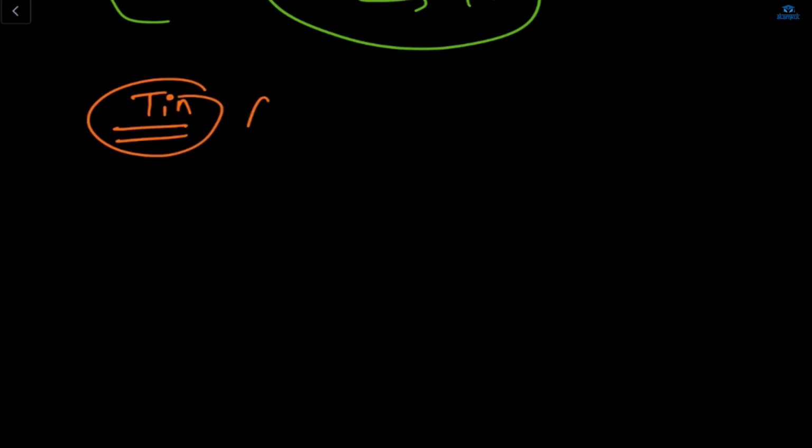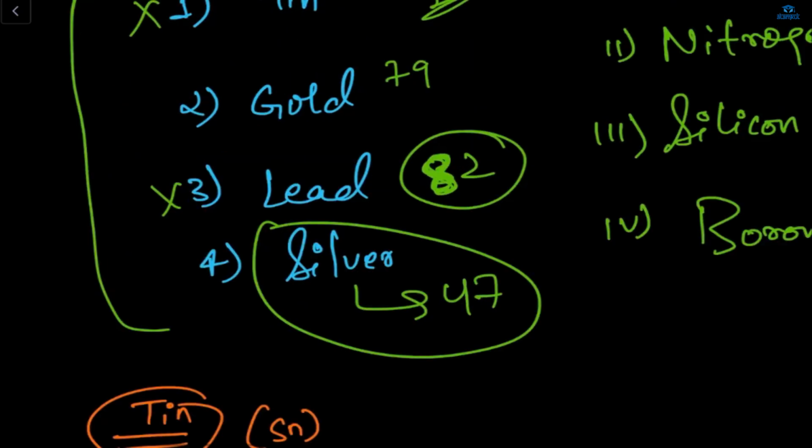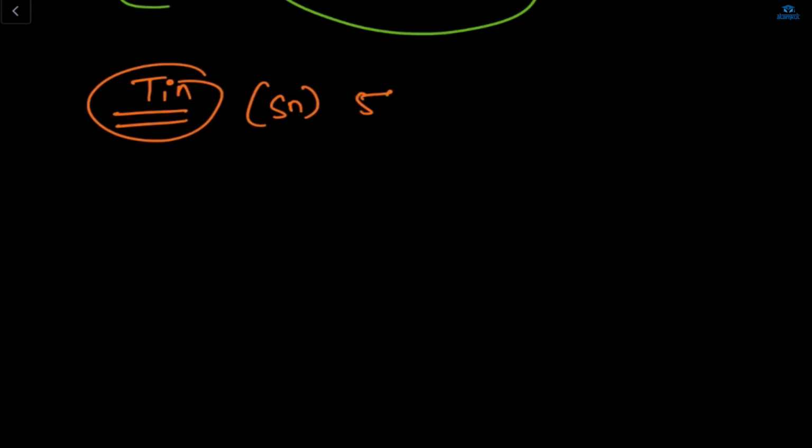10 is Sn. So the electronic configuration will be... how much is that? 50, no? So it will be 1s2, 2s2, 2p6, 3d10. You have to learn this. I mean, not learn. If you practice much more, then it will be easy for you.